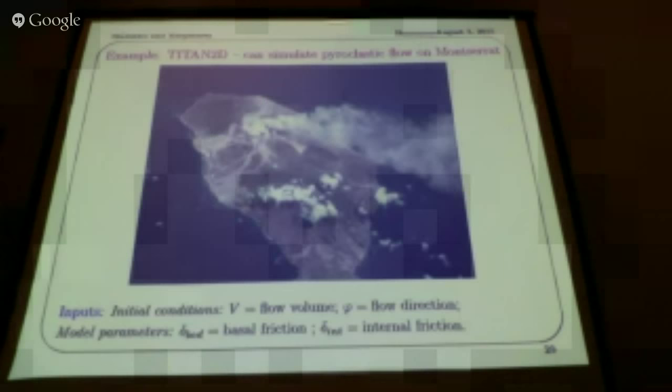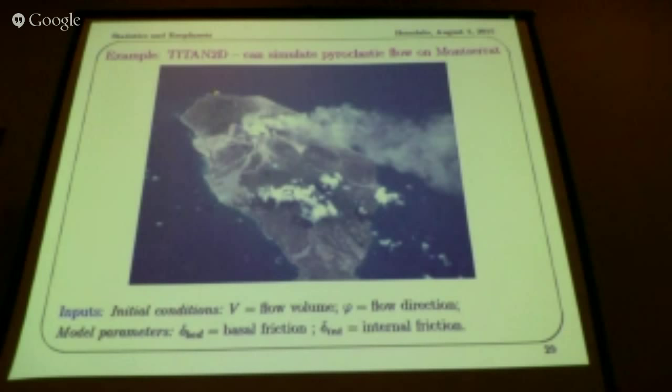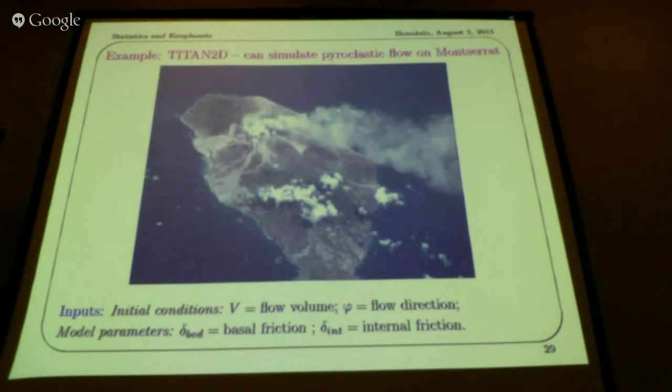Okay, here's our mountain again. The computer model called Titan 2D simulates what happens to a pyroclastic flow on Montserrat. The pyroclastic flow starts at the top of the mountain. Initial conditions: it has a volume V, the volume of the flow, how much mass starts out up there. And then it has a flow direction. It's very different if it starts going here or it starts going here. So those are the two key initial conditions. There are friction parameters too, but I won't talk about that much.